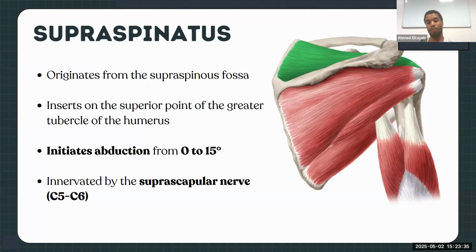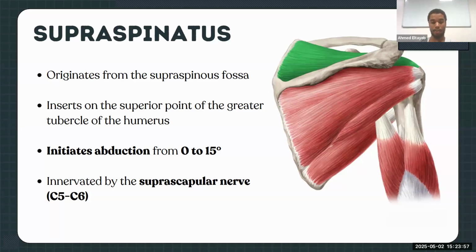So when the muscle fibers of the supraspinatus contract, they will bring the arm or the humerus up. So the role of the supraspinatus is to initiate abduction from 0 to 15 degrees. And it's innervated by the suprascapular nerve, which is C5, C6 as well. Now, what's the difference between the supraspinatus and the deltoid?